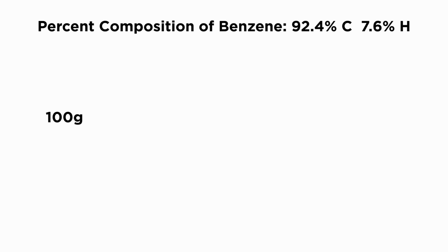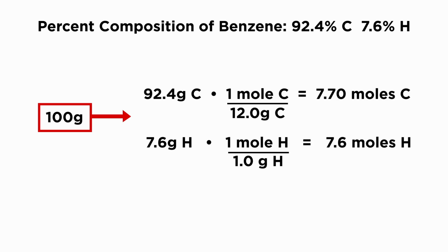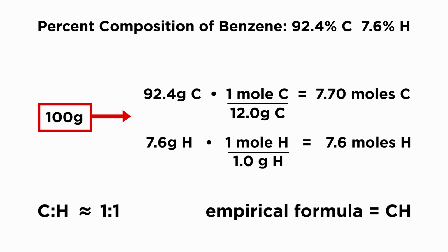Pretend we have 100 grams of the hydrocarbon, 92.4 grams would be carbon, and 7.6 grams would be hydrogen. Using their atomic masses to convert to moles, we get roughly 7.6 moles of each, which indicates a 1-to-1 ratio. Therefore, the empirical formula of benzene is CH. This means that there is the same number of carbon atoms as hydrogen atoms in the molecule.